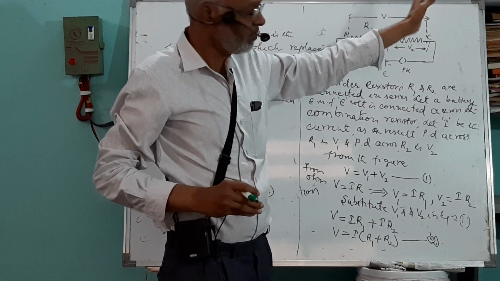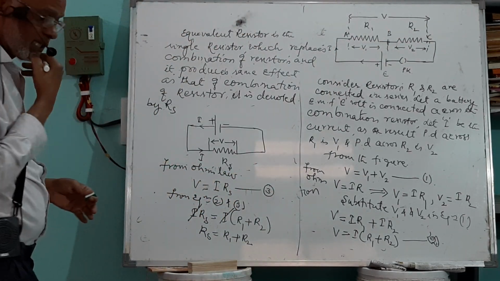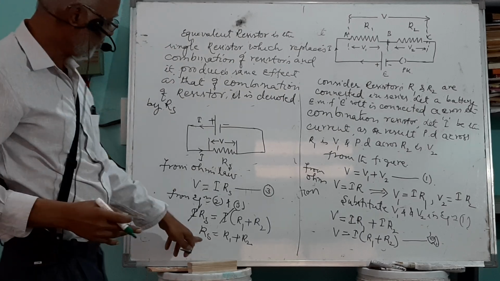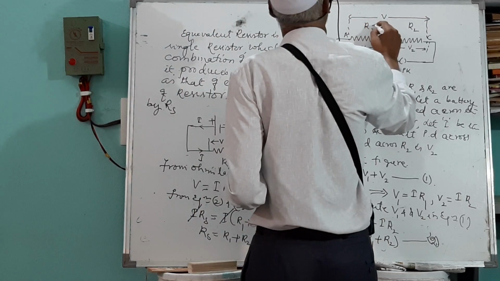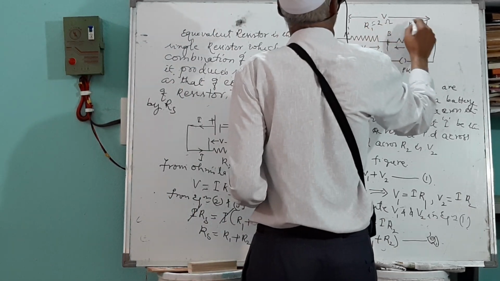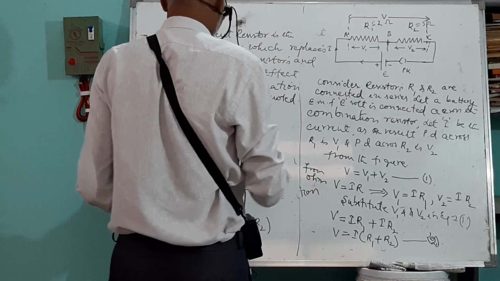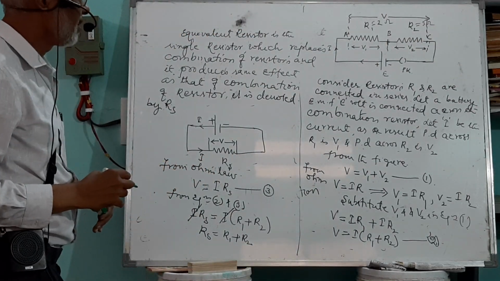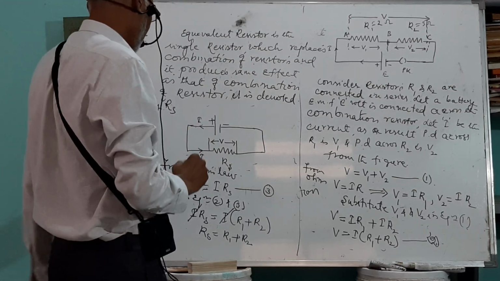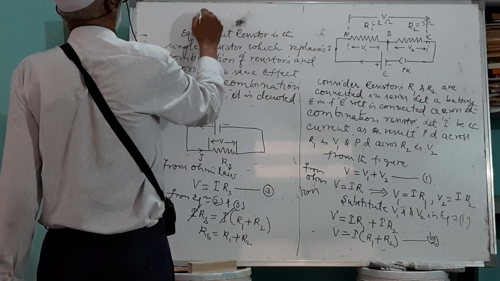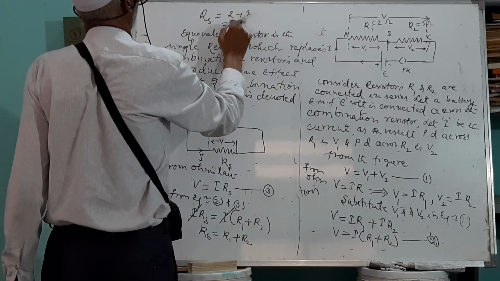If n number of resistors are there, here we consider only two resistors. For two resistors we can find the equivalent resistor. Say for example, R1 is equal to 2 ohm and R2 is equal to 3 ohm. According to this expression, the equivalent resistance should be 5 ohm. So Rs is equal to R1 plus R2, 2 plus 3, which is equal to 5 ohm.